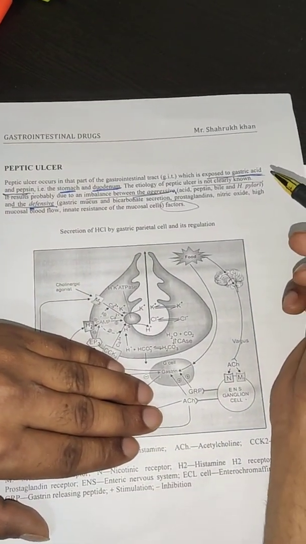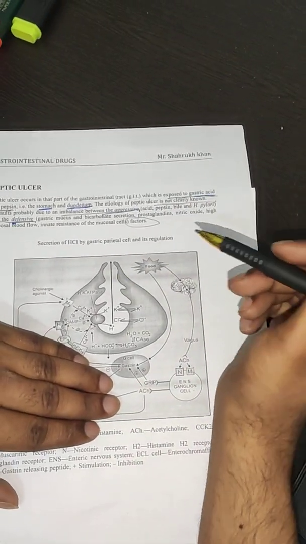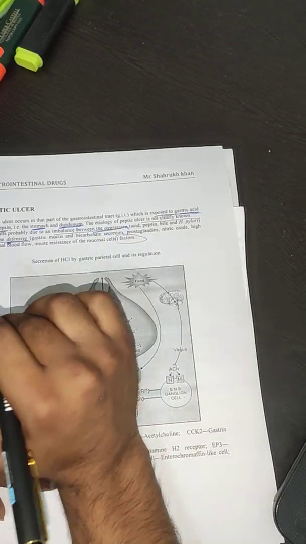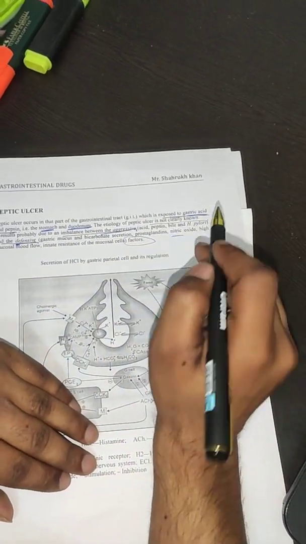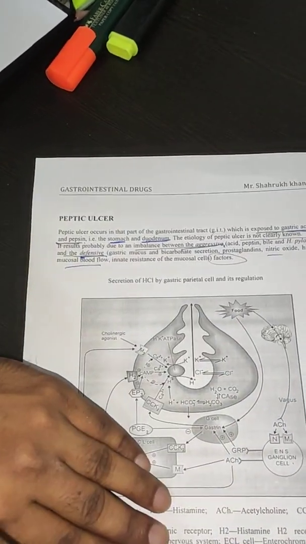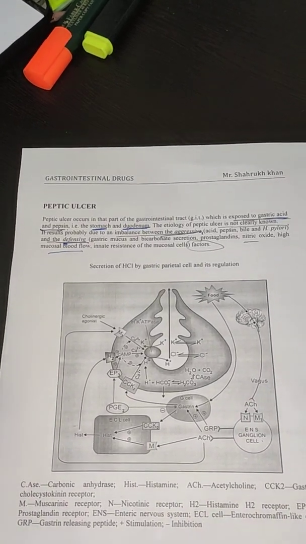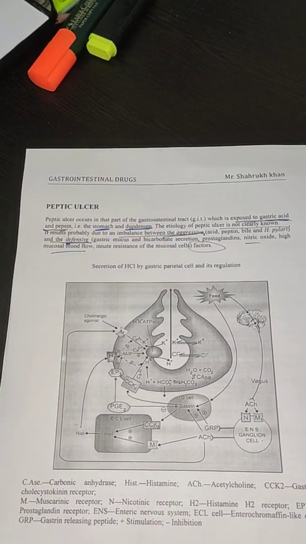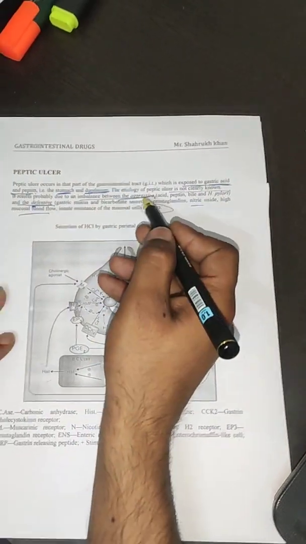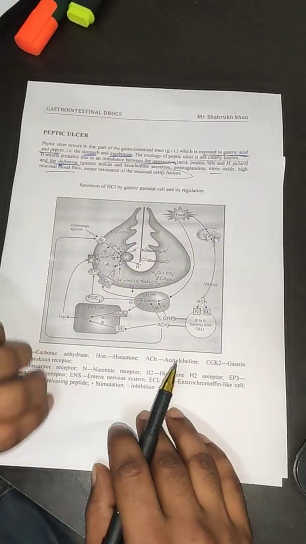What are aggressive factors? Pepsin, acid, bile. And defensive factors are gastric mucus, bicarbonate secretion, nitric oxide, and high mucosal blood flow. These are the defensive factors. So basically peptic ulcers occur when there is an imbalance between aggressive and defensive factors.